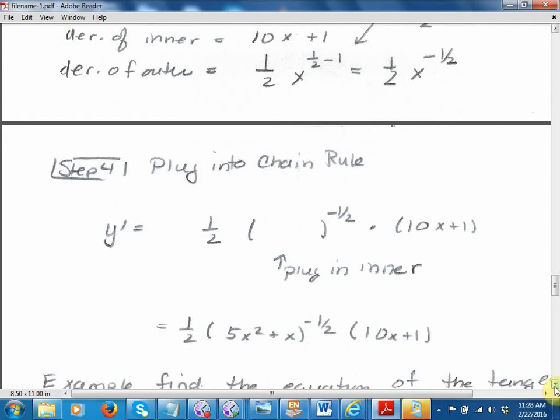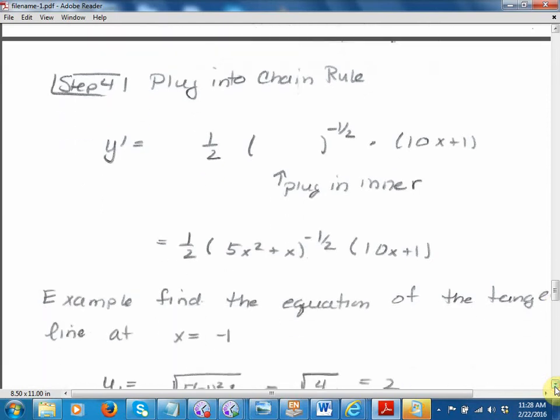So I plug in 5x squared plus x for the inside. And then I multiply by the derivative of the outer, which was 10x plus 1. So I think the reason students in Calc 1 have trouble with this is that they do it slowly in high school, but they somehow memorize something incorrect that sticks in their head. If you follow this, you will not get it wrong. There's no way to get this wrong.